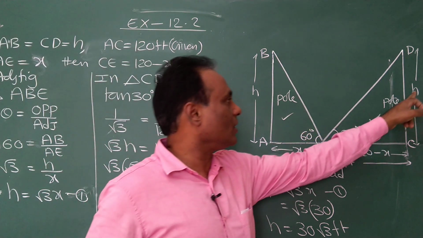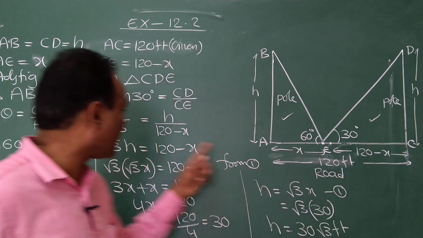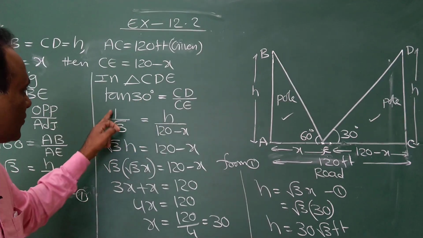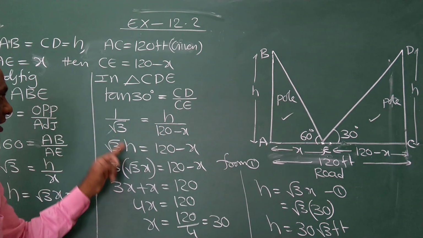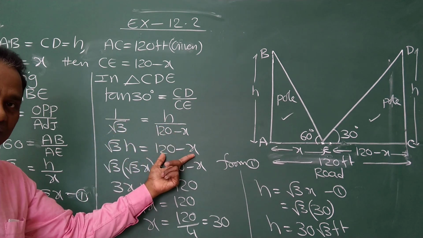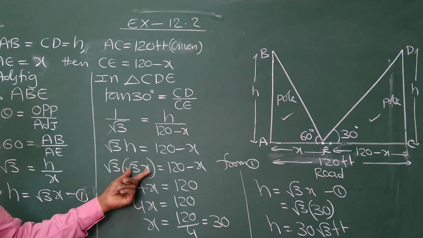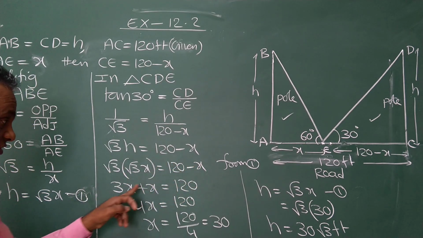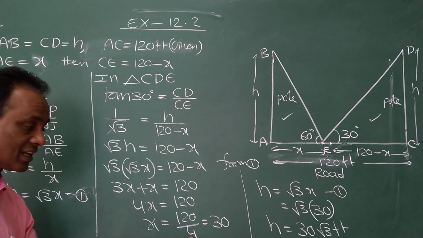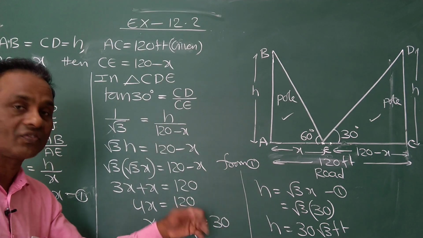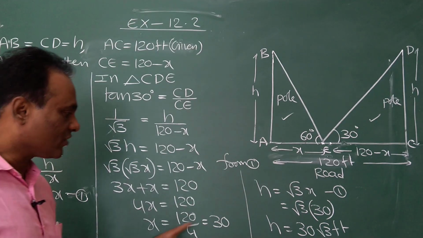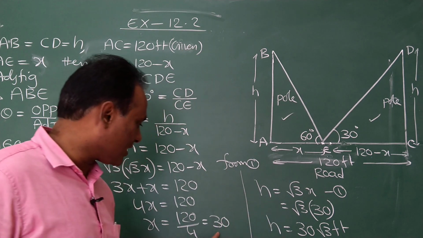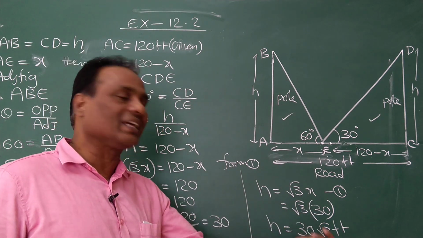Tan 30 is equal to h by 120 minus x. Tan 30 is 1 by root 3. So h root 3 is equal to 1 into 120 minus x, that is 120 minus x. h is equal to root 3 x, so root 3 into root 3 x is 3x. Minus x this side becomes plus x. x plus 3x is 4x. 4 goes to the division side. 120 by 4 is 30. The x value is 30. Substitute here: h is root 3 x, x is 30, so 30 root 3.